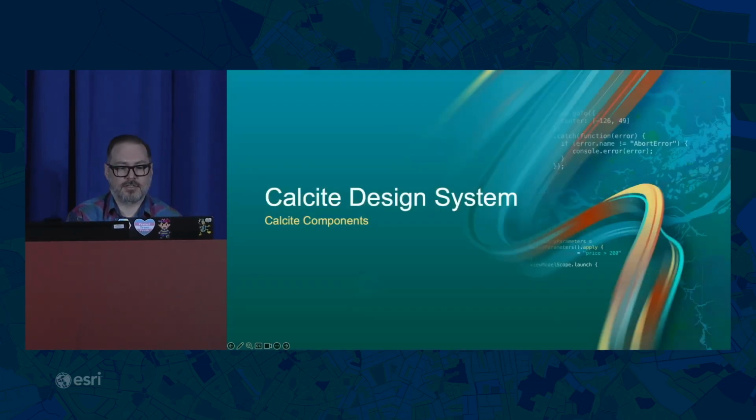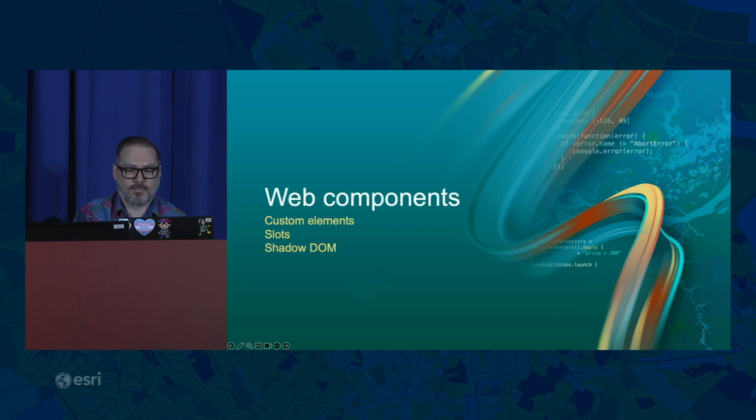So Calcite Design System is Esri's collection of design and development resources for creating beautiful, easy-to-use, cohesive experiences across apps with minimal effort. It includes the Calcite Components, which is a library of reusable web components for quickly building accessible, well-designed applications. And Calcite Components are built on a modern browser standard known as Web Components. And Web Components actually refers to 3 different browser technologies: custom elements, HTML templates, specifically the slots, and the web technology with the coolest name ever, Shadow DOM.